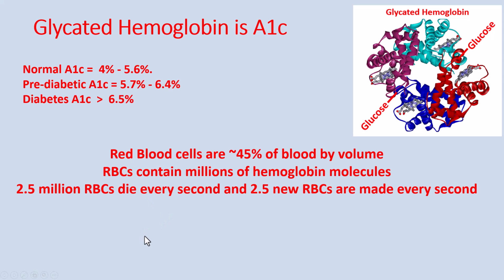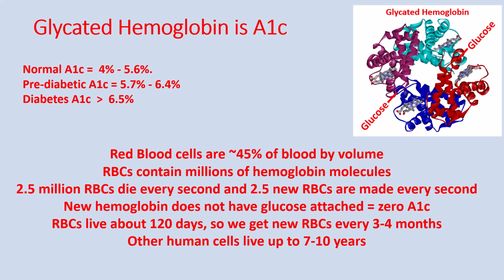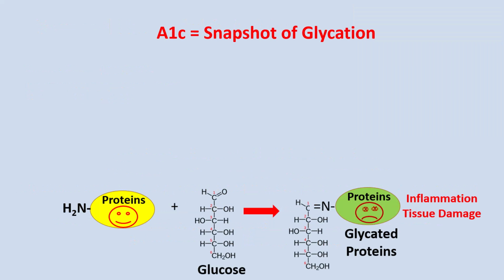Red blood cells are 45% of blood by volume. Red blood cells contain millions of hemoglobin molecules. 2.5 million red blood cells die every second, and 2.5 million new red blood cells are made every second. New hemoglobin does not have glucose attached, 0 A1c. Red blood cells live about 120 days, so we get new red blood cells every 3 to 4 months. Other human cells live up to 7 to 10 years.